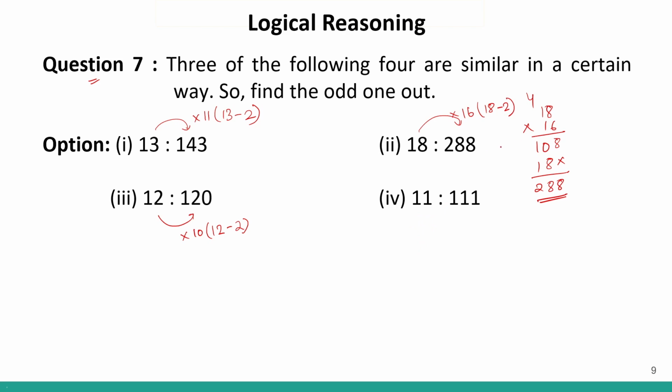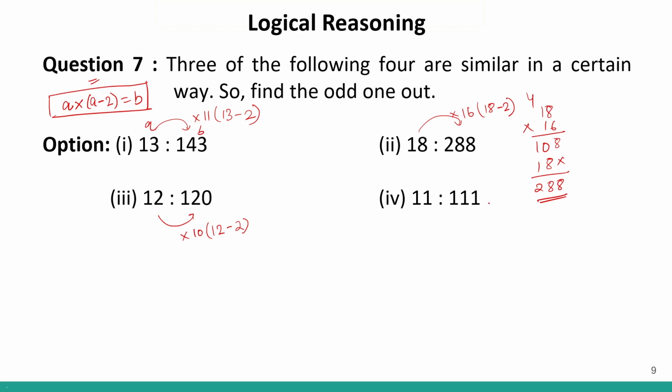Here, if I look, if this is A and this is B, this is basically A into A minus 2 is giving me B. This is the relationship. A into A minus 2 is giving me B. This is correct for option number 1, option number 2 and option number 3.